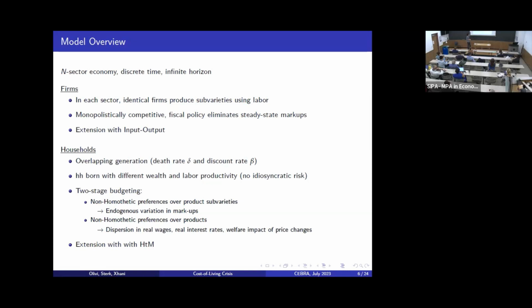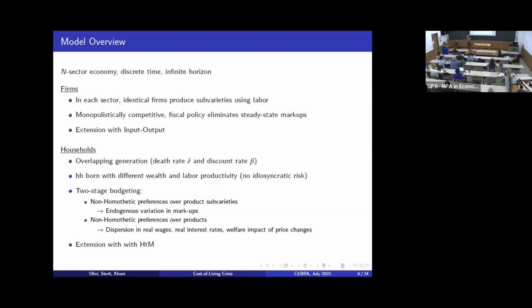Okay, so this is the firm side. It's simple. It's just a multi-sector model. On the household side, we want to have heterogeneity in the households, but we want to keep things simple. So basically households are born with a different labor productivity type and different initial levels of wealth, but there's not going to be any idiosyncratic risk. So basically, people are born different and they are going to consume different goods. And that's it. We're not going to endogenize that in the model, et cetera.